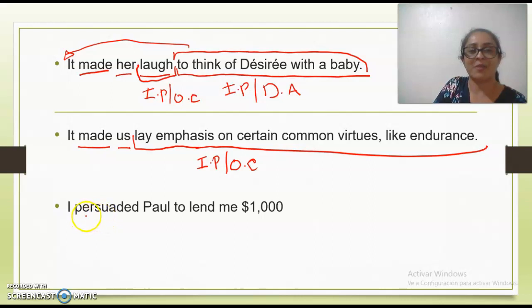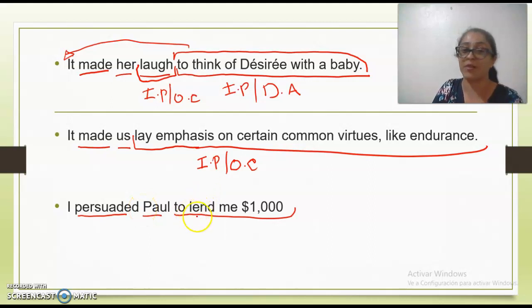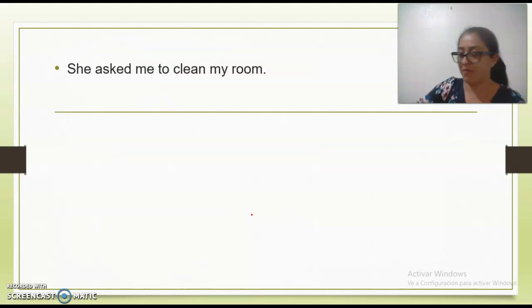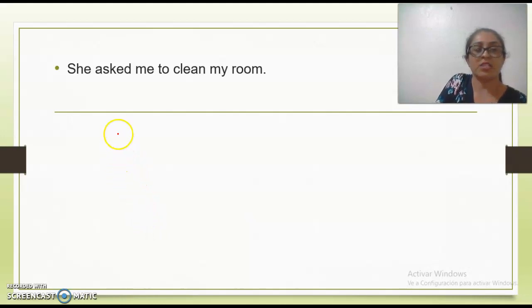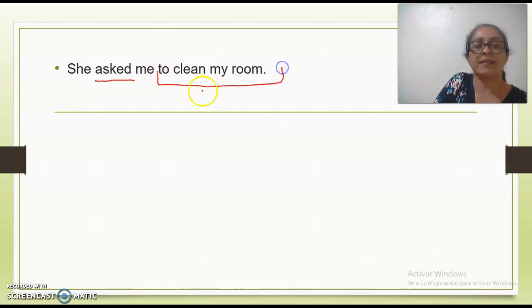Look at this. I persuaded Paul to do what? To lend me all this quantity of money. Yeah, look, I told you some verbs will hide it, some others not. So this is easy. It's an infinitive phrase acting as an object complement. And the last one, she asked me to clean. Another one that doesn't hide. This one doesn't hide, okay? So this will be an infinitive phrase acting as an object complement.